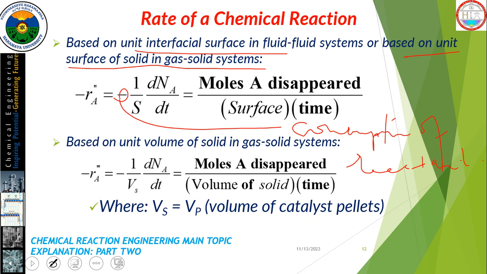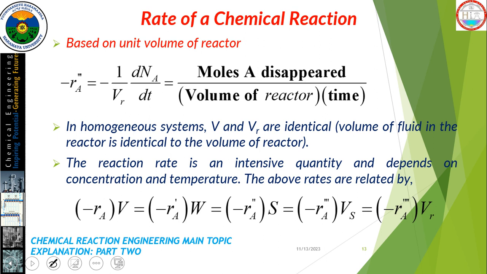So based on a unit volume of the reactor, we can explain it as minus Ra triple prime equals minus 1 over Vr dNA by dt, which means moles of A disappeared divided by volume of the reactor times time. Since we are considering homogeneous reactions, V and Vr are identical, which means the volume of the fluid in the reactor is identical with the volume of the reactor. In this case, the reaction rate is an intensive quantity, and it depends on the concentration as well as time.